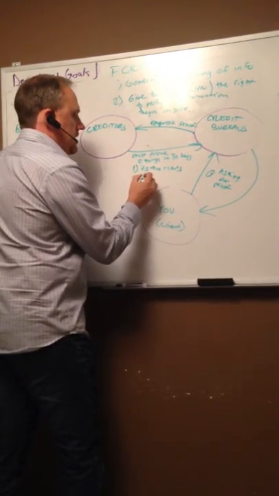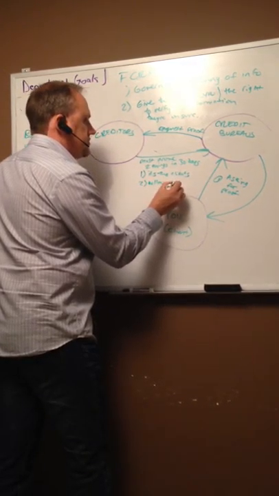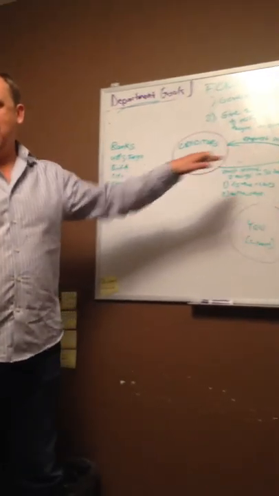Two. They follow the steps. Follow the steps, exactly. See? All right? They have to prove two things, and they have to do that within 30 days.